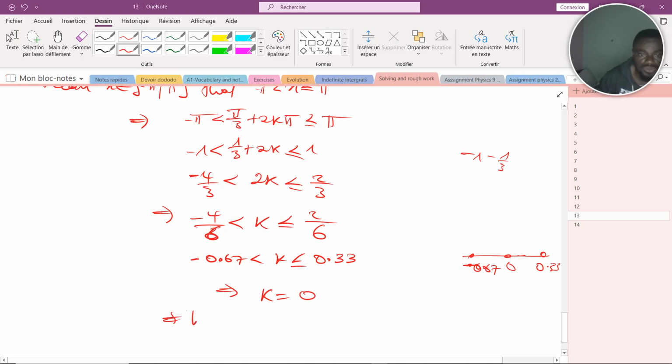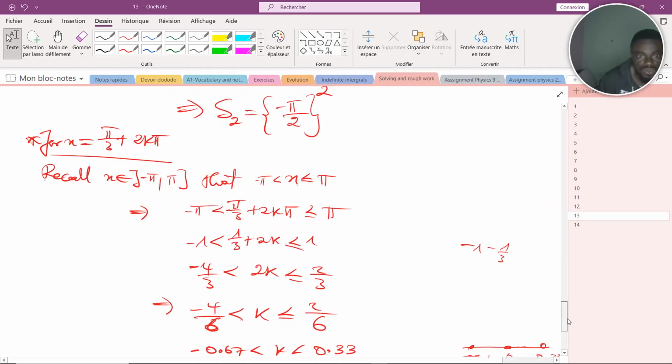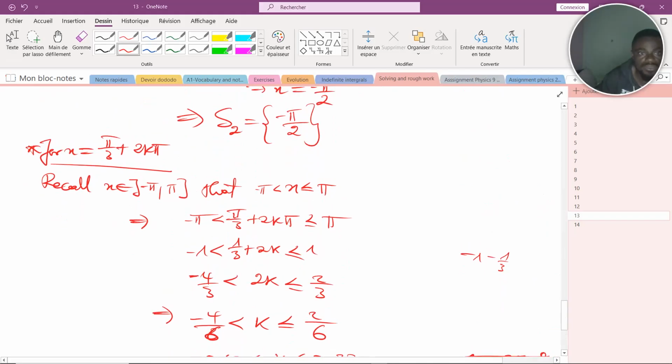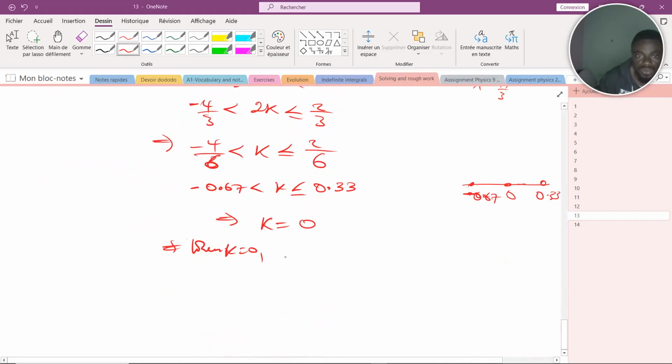So this implies when k equals to 0, what do we have? Our x will be equals to what? This was our x up here: pi on 3 plus 2k pi. Our x will be equals to pi on 3 plus 2 into 0 times pi. So this implies x will be equals to pi on 3. Perfect.